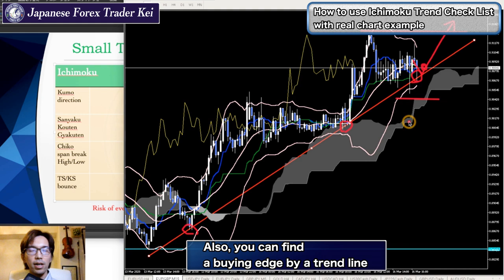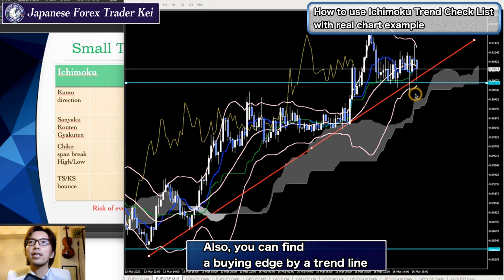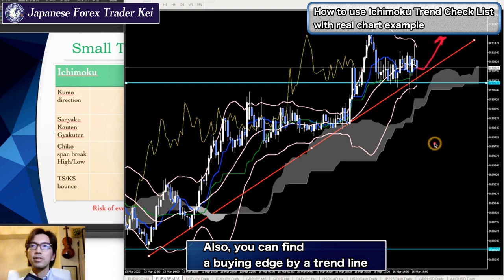There's a support line again, right? And also there's a trend line and price looks to be going upwards this way. So this is a great buy chance, right? However, you can actually take any strategies that you are using right now to take trades, to take buy or sell along with this checklist, so that you can combine it with your own strategy and take trades that way.